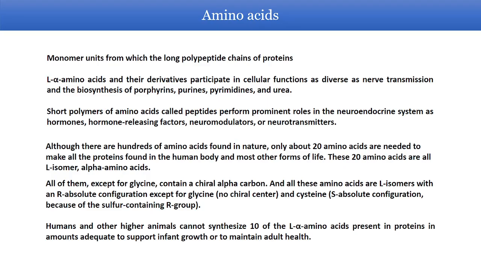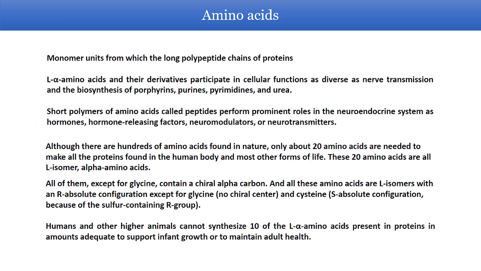Okay, so all of these 20 amino acids, except for glycine, where the R group is a hydrogen, contain a chiral alpha carbon. So what is a chiral carbon? A chiral atom is one that has four different groups on the four hands of the carbon. The four different groups involved in the four hands of a carbon form a chiral carbon.